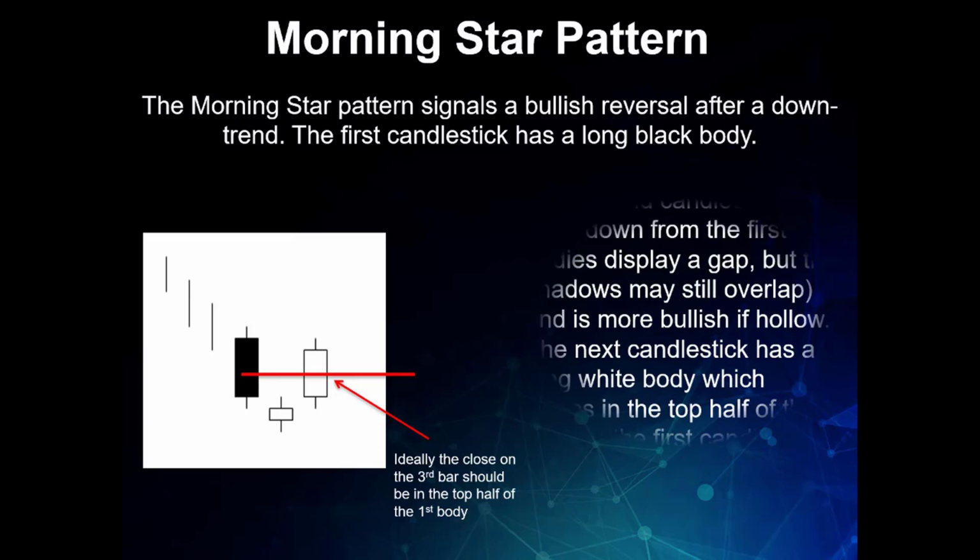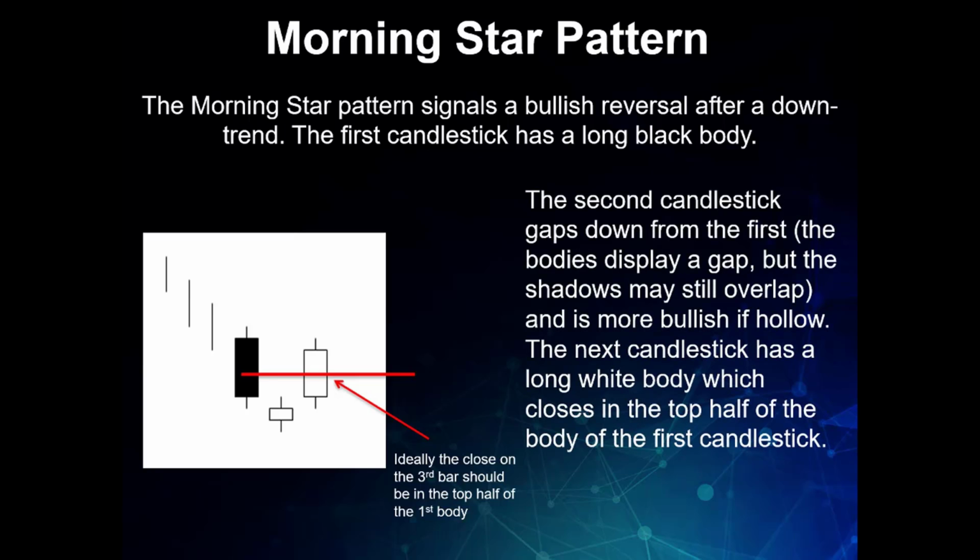The morning star pattern. The morning star pattern signals a bullish reversal after a downtrend. The first candlestick has a long black body. The second candlestick gaps down from the first. The body displays a gap, but the shadow may still overlap, and it is more bullish if hollow. The next candlestick has a long white body, which closes in the top half of the body of the first candle, as you can see here. So we've got a downtrend, a small candle at the bottom, and then a stronger candle comes through and closes halfway across, which gives you that morning star in this instance.